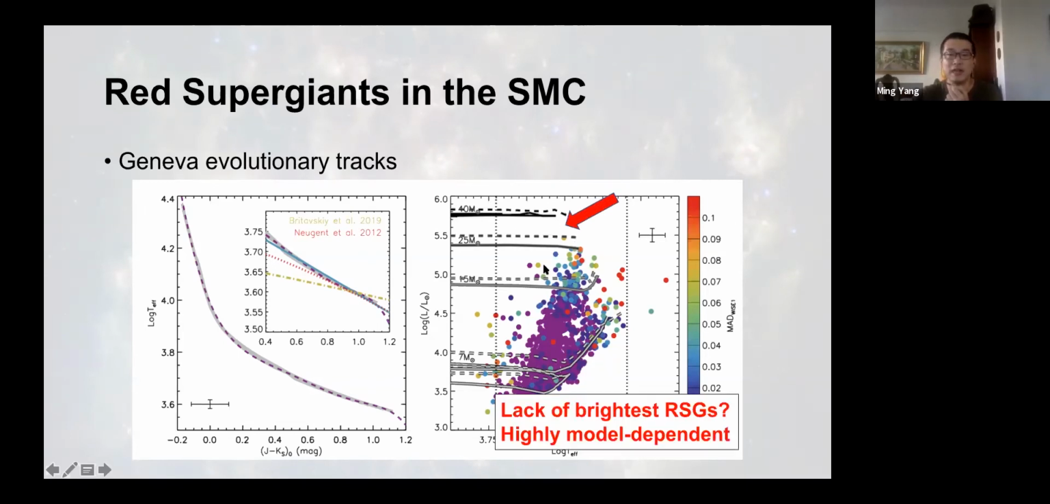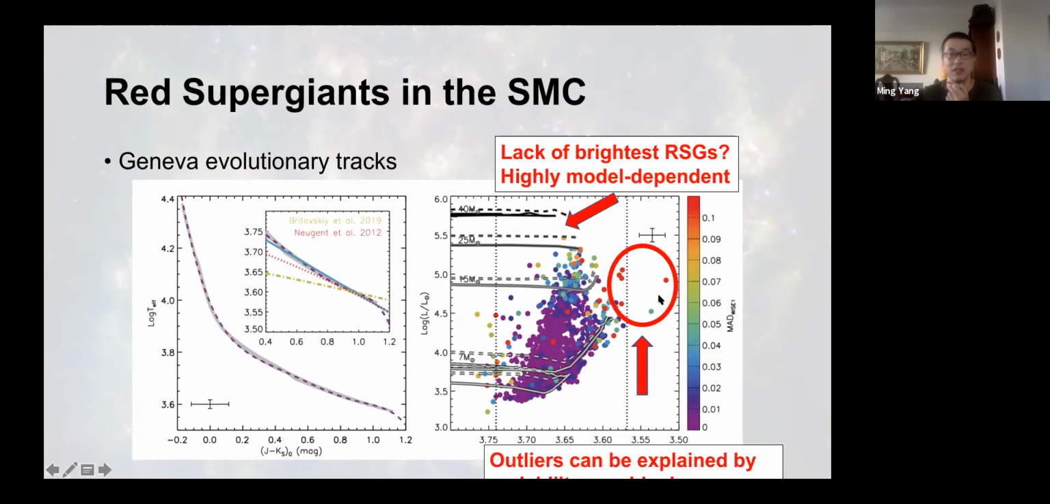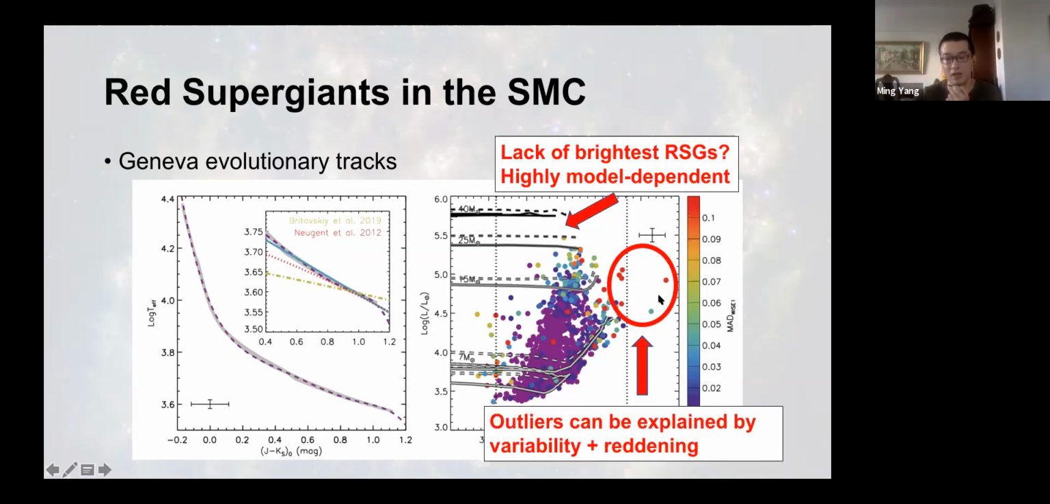You may notice that we lack the brightest red supergiant stars. However, it's highly model dependent. If you use a different bolometric correction, you may easily fill this gap. And we also have some outliers, but they can be perfectly explained by variability plus reddening.